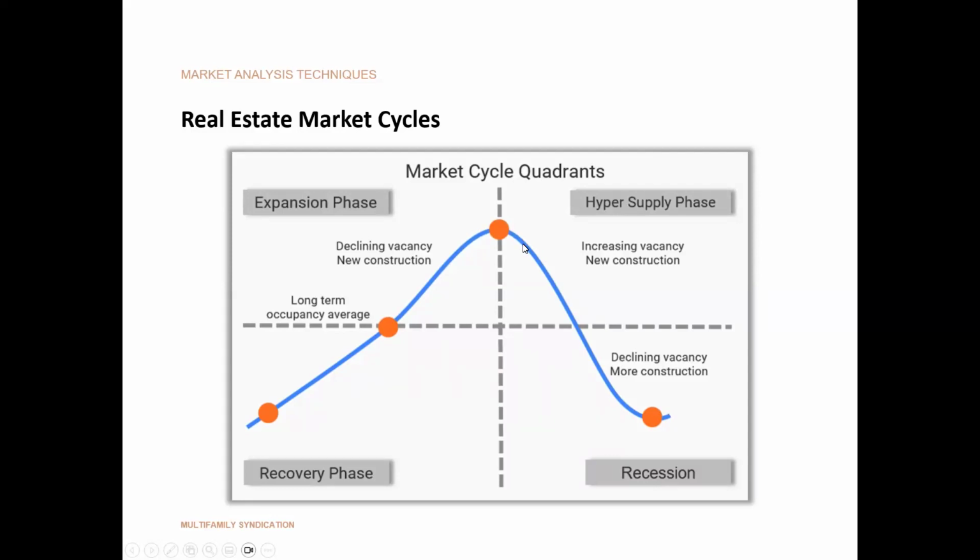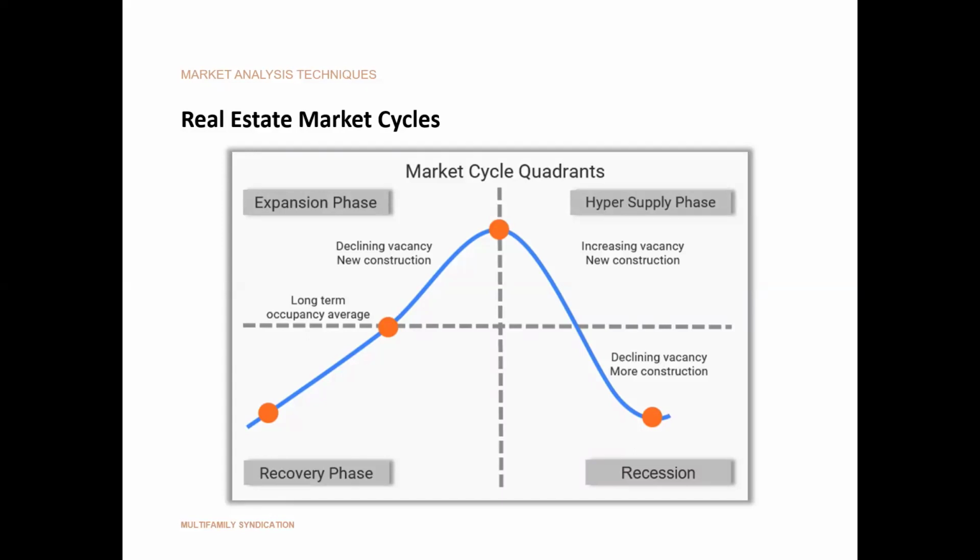But if you overshoot it and you start to enter into this hyper supply phase of the market, then you start to see increasing vacancy, and this is where rents are starting to drop and there's more supply in the market than there is demand. But as it comes back around, then there's more opportunity for development as the market rebounds. So, different markets can be in different phases of the cycle. Different product types can be in different phases of the cycle.